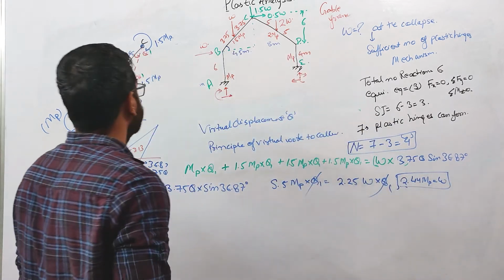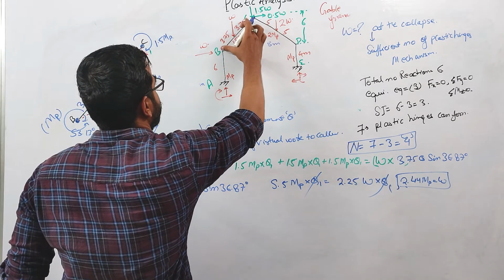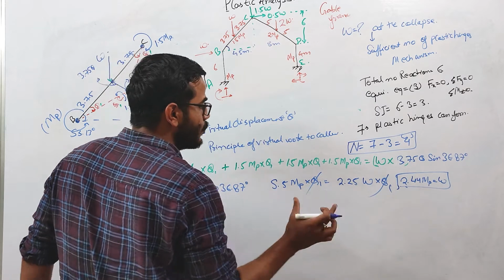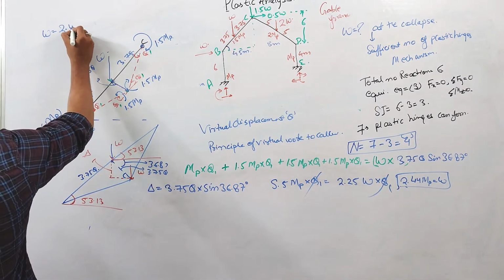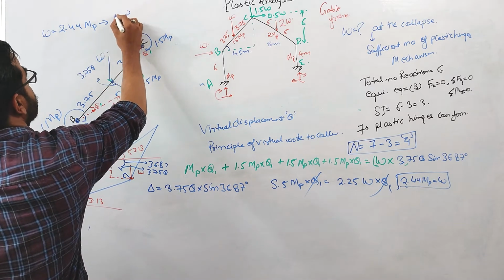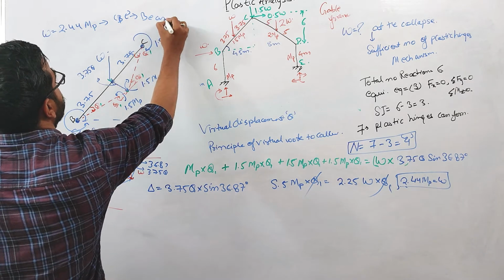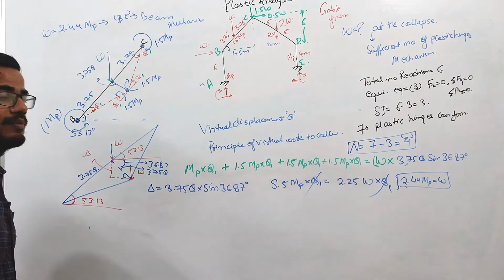So when the plastic hinges are forming in this member, this rafter basically, the collapse load is coming out to be 2.44 MP. So W equals 2.44 MP when the collapse is taking place in the member BC, and this is basically the beam mechanism. Okay, so this is not a critical one.